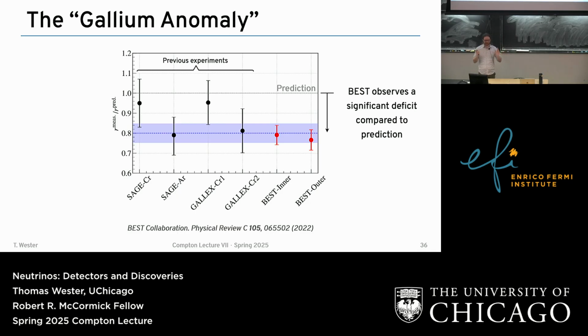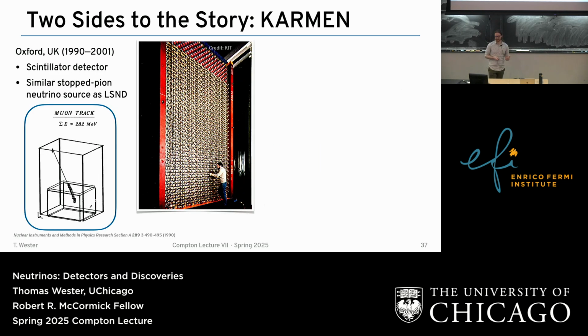Okay, I'm now going to switch a little bit and talk about the other side of things. I've told you about the anomalies, but there's two sides to every story. So the one I'm going to bring up right now is the Karmen experiment, which ran in the UK from the 90s just about to 2000. It was a scintillator detector, and what it did was very similar to what LSND did. So it was also placed at a stopped pion source, and it was trying to measure the rates of different neutrinos.